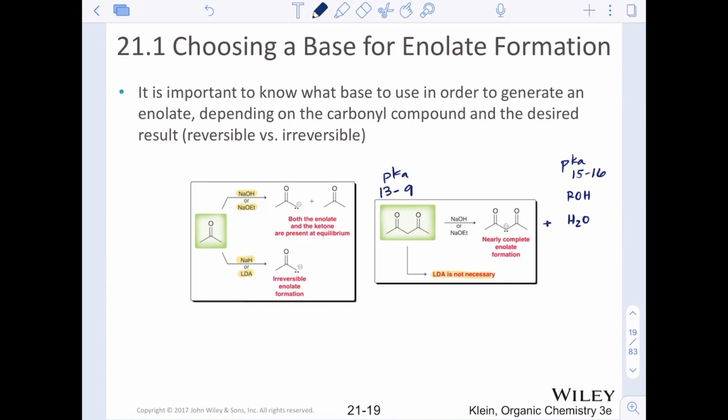Don't waste the money using a really, really strong base when sodium hydroxide does just fine. The pKa of that dicarbonyl compound in its alpha proton position is already a lot lower than that of the conjugate acid. So good to just go ahead and use sodium hydroxide, sodium ethoxide. Sodium methoxide we will also see this chapter as well.